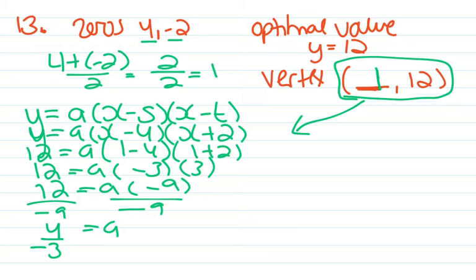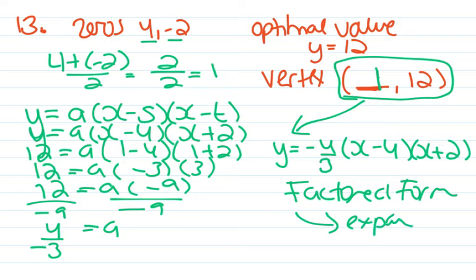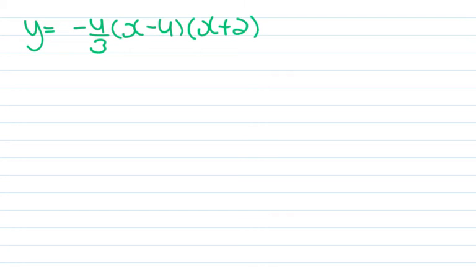So I need to get this into standard form. Right now I have factored form, which is y equals negative 4 thirds, x minus 4, x plus 2. This is factored form. In order to get from factored form to standard form, I need to expand this out. So I'm going to move on to the next page for a second. Y equals negative 4 over 3, x minus 4, x plus 2. And then I'm going to expand.